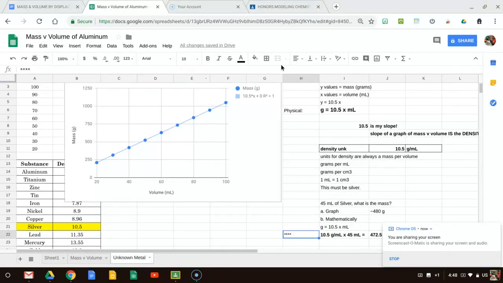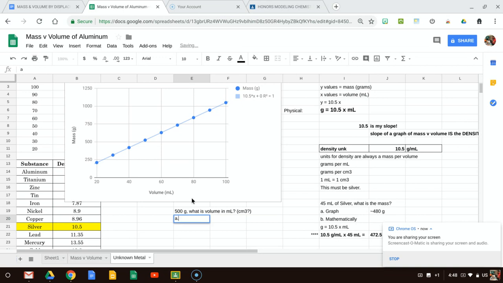Now, what if I didn't want to get the mass? What if I was given the mass and I wanted to go for volume? All right, so let's say I have a mass of 500 grams. What is the volume in milliliters? Or even I could say centimeters cubed, which is the same thing.